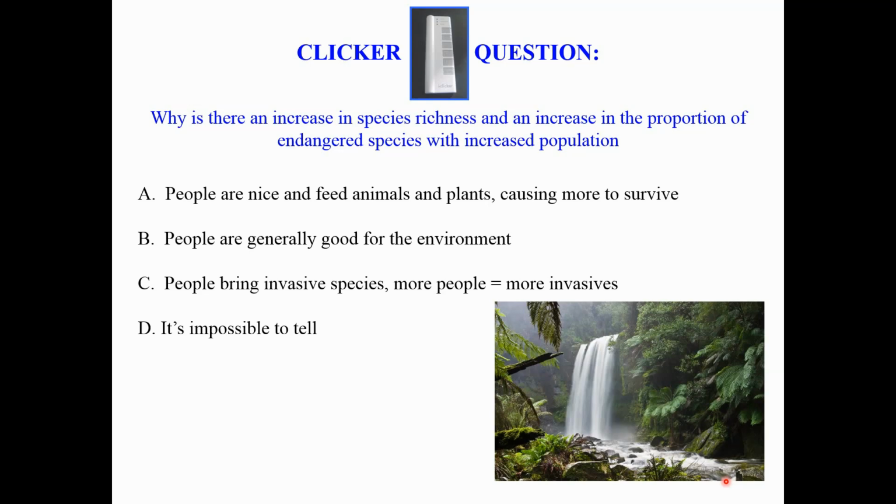B, people are generally good for the environment? C, people bring invasive species, so more people equals more invasives? Or D, it's impossible to tell? I'll give you 10 seconds to answer.